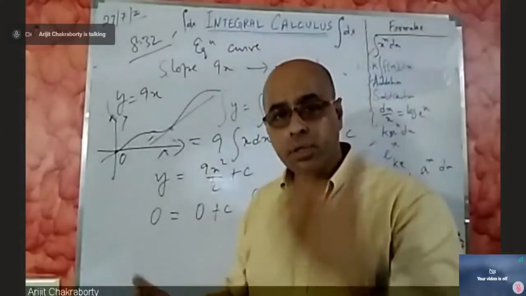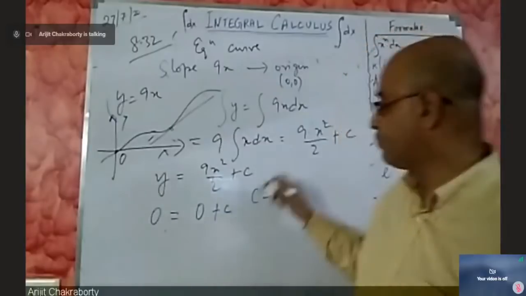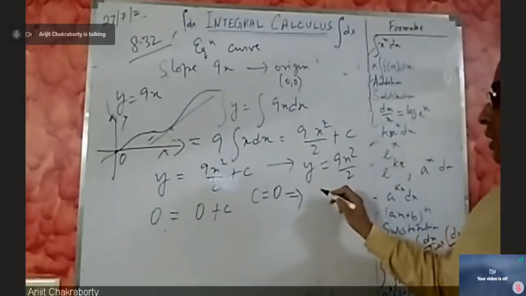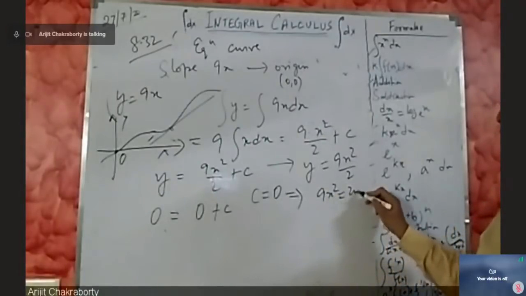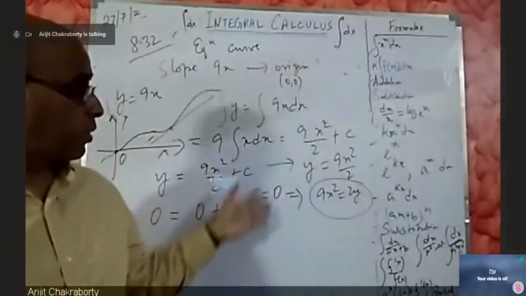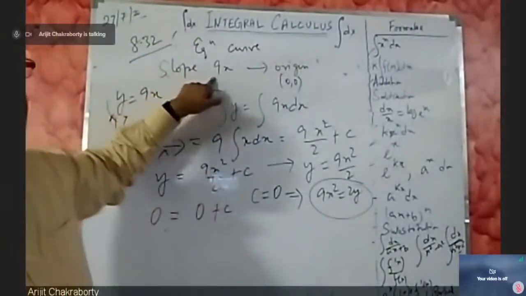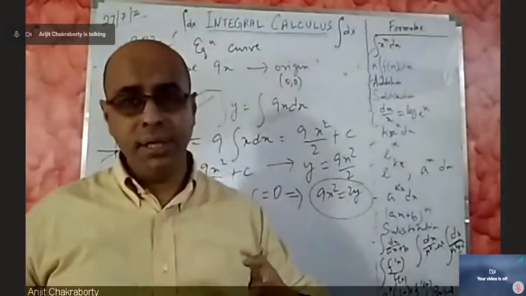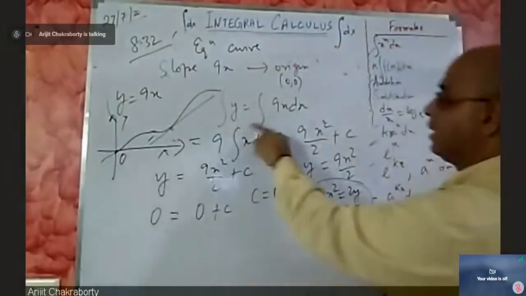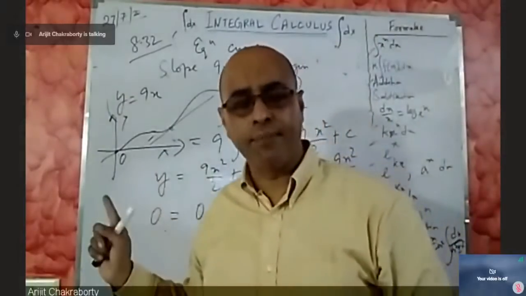So the equation of this curve becomes y equal to 9x square by 2. That means 9x square equal to 2y. This is the equation of the curve. It's a very important question given in the study material, and that is how we get it. So once again, you see 9x gives you the equation of the tangent. If you integrate the tangent, you get the equation of the curve. We have integrated 9x dx and got 9x square by 2 plus c.